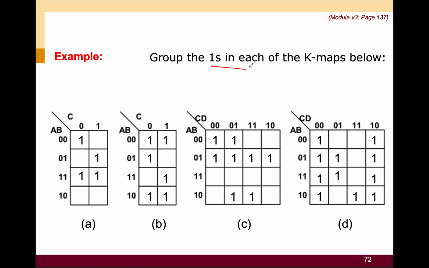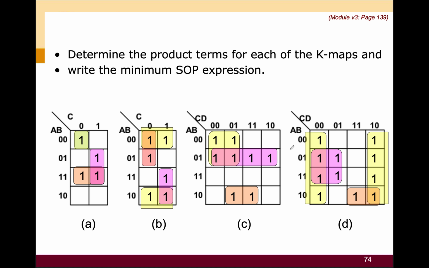Group the ones in each KMAP below, so you can try to draw it on your own. This one is similar, I think, but yeah, you can try it on your own. This is the answer. I think it's quite simple. And after that, you can have the minimum SOP. First, you're going to do this. What you're going to have, and this part, and so on. This gives you the answer.